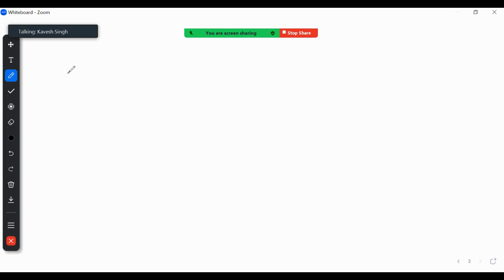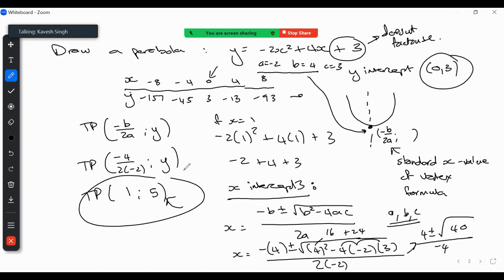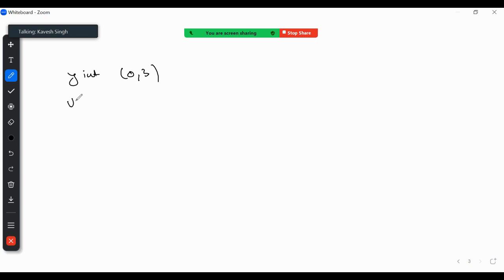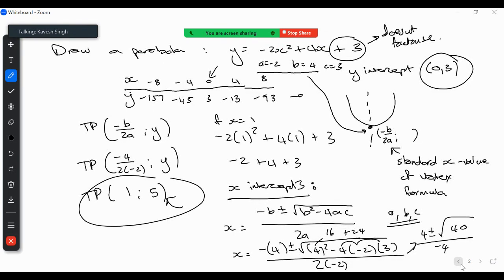So we have a y-intercept, (0, 3). We have a vertex, a turning point, (1, 5). And now we've got x-intercepts, two of them. That should be enough information to draw it, right?